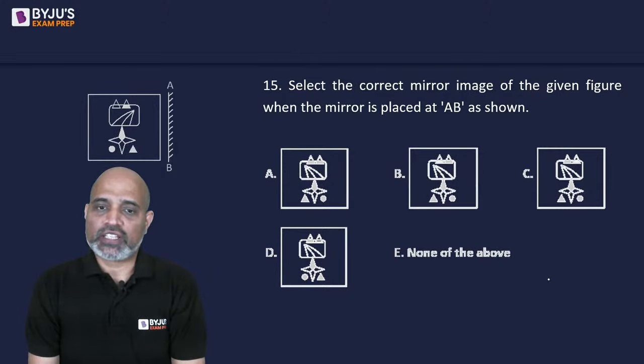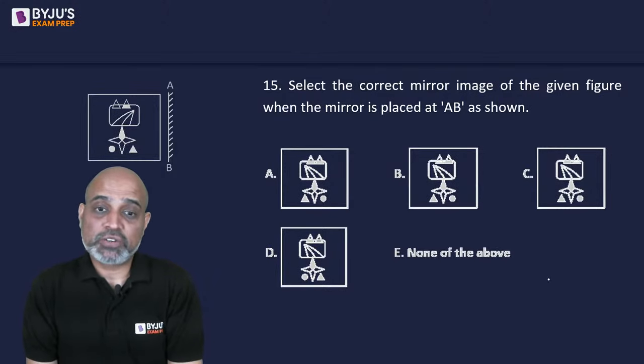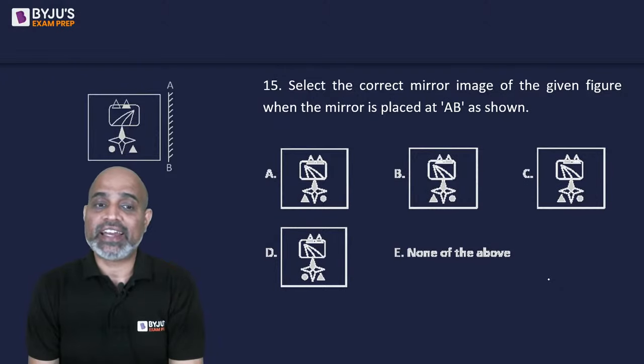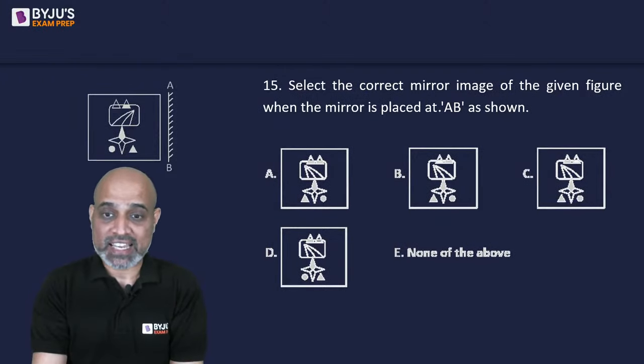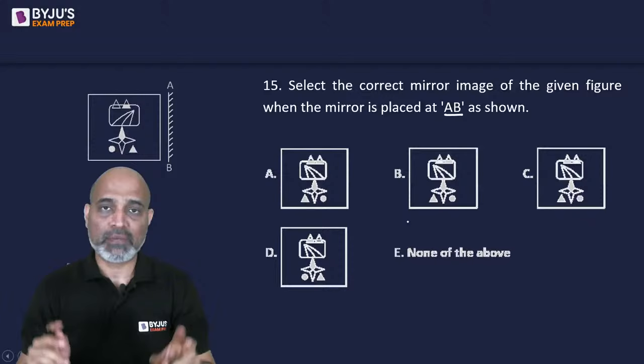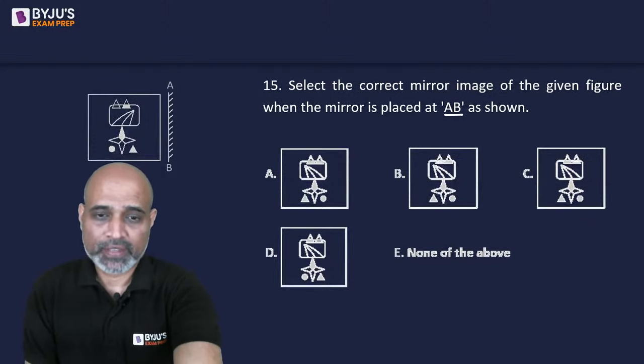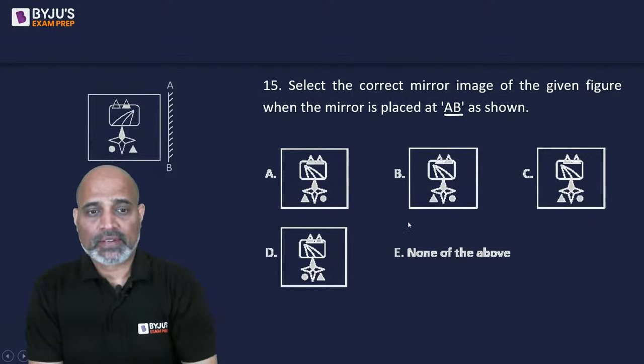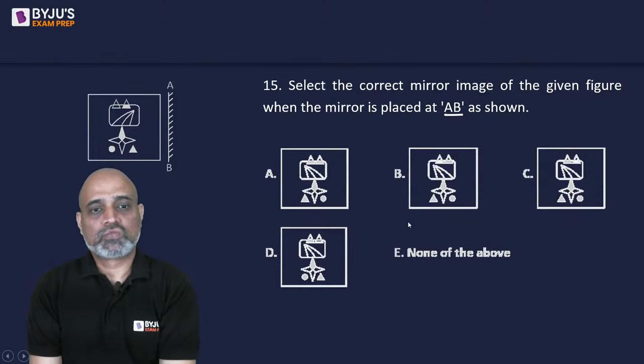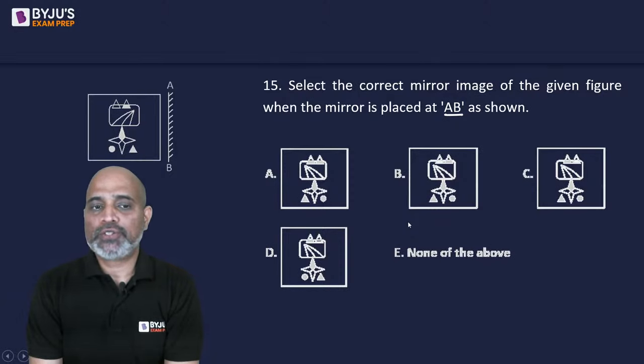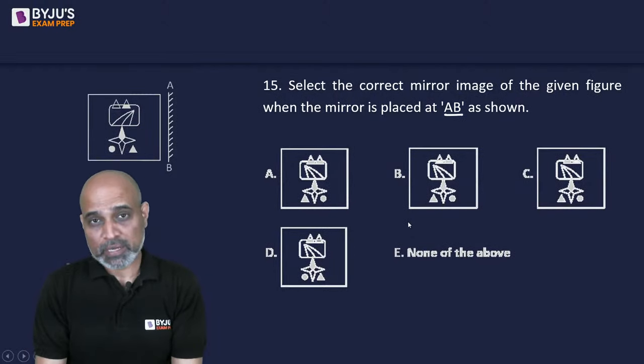Okay, next question. Select the correct mirror image of the given figure when the mirror is placed at A dash B dash as AB as shown. AB single inverted में है, तो इसका मिरर इमेज कैसा दिखना चाहिए, कौन सा होना चाहिए? So it is made up of 1, 2, 3, 4, 5, 6, 7 shapes, where one of the shapes is further made up of 4 shapes.